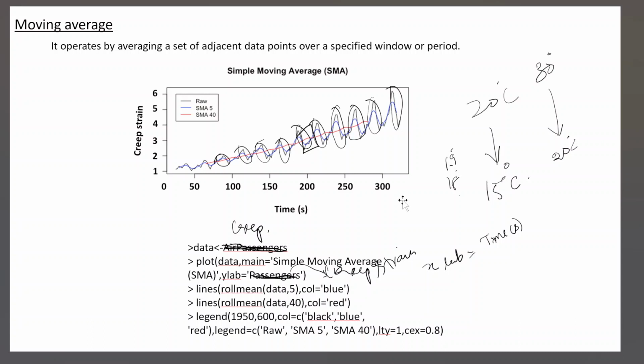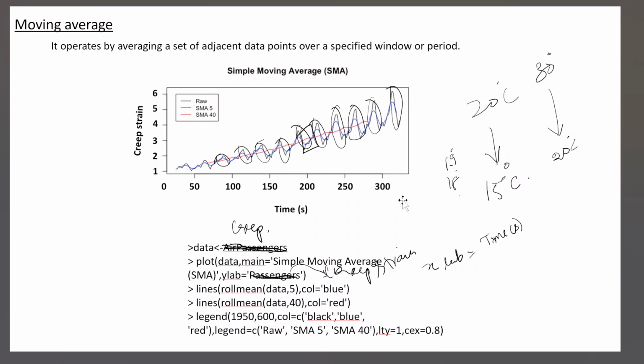When we gave 5, it was fitting to some extent, but still at a lot of points the fluctuation was there. Later we increased the parameter value to 40. Then we could see the fitting was good, but if you keep on increasing, it will tend to become a straight line, so it doesn't make any sense. Hence we have to know how much to apply.